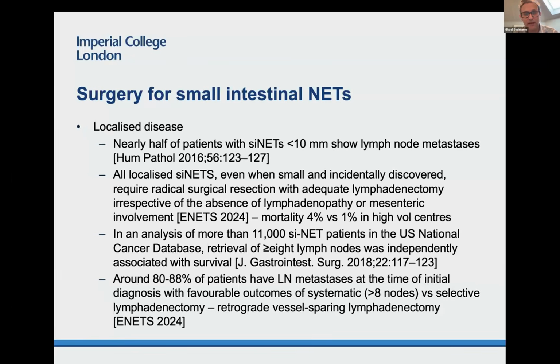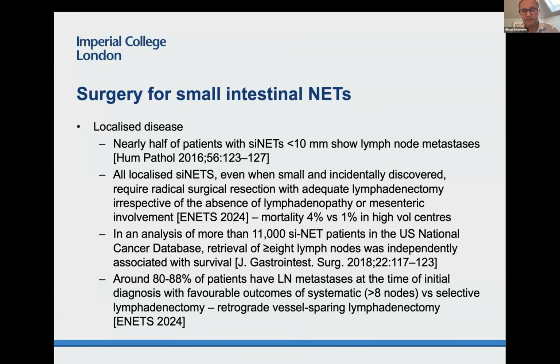This is best done in high volume centers. And I think that's really due to the technical complexity of performing a selective lymphadenectomy, and I'll touch on that in a moment, but also being able to resect those lymph node metastases that are quite central, quite close to the root of the mesentery. And there's evidence to suggest that the mortality follows that, and that the mortality is higher in low volume versus high volume centers.